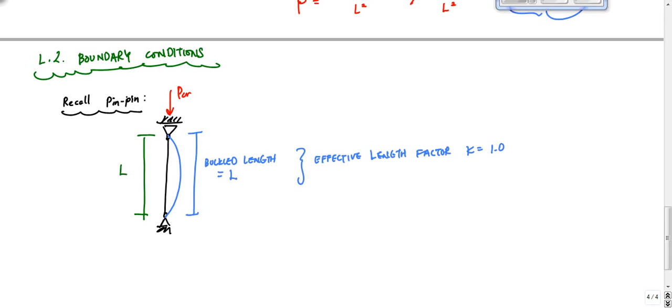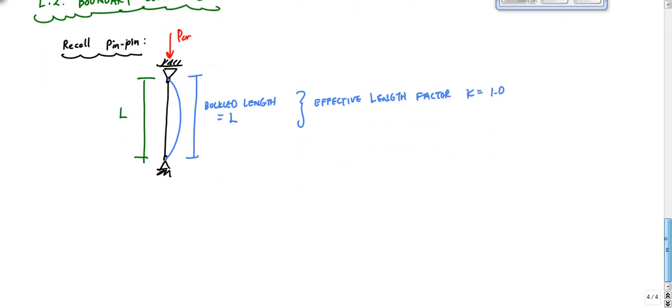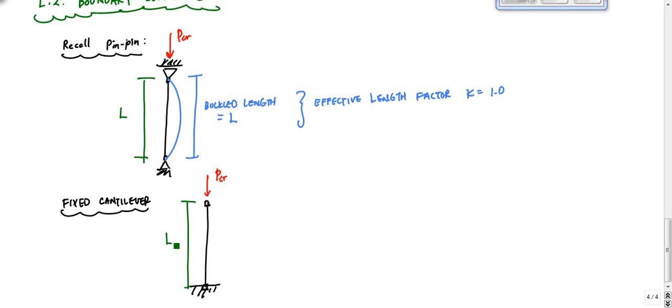Now let me show you another one, that way without having to derive this. Let's take for instance a fixed cantilever, like a flagpole, sticking out of the ground. So here I have a cantilever stuck in the ground right here, and I apply the critical load to this cantilever. I have this length of my cantilever here, L.